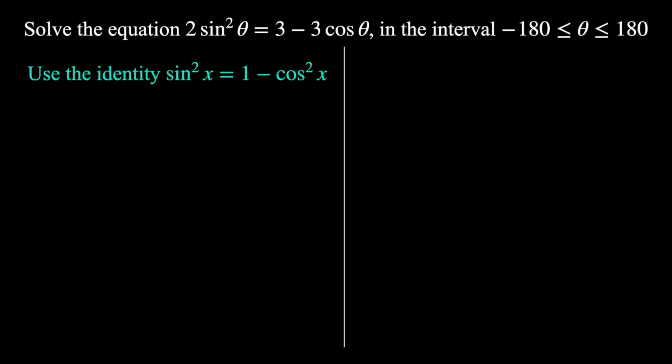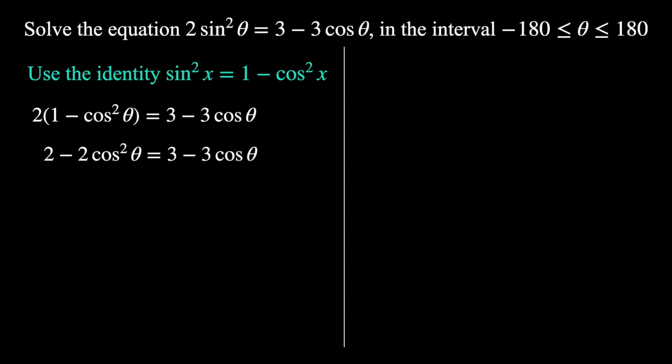So we're going to use the identity sine squared x equals 1 take cosine squared x. So we're going to substitute in 1 take cosine squared theta for sine squared theta. Alright, so we get 2 multiplied by 1 take cosine squared theta equal to 3 take 3 cosine theta. Expand those brackets out, we get 2 take 2 cosine squared theta equal to 3 take 3 cosine theta.